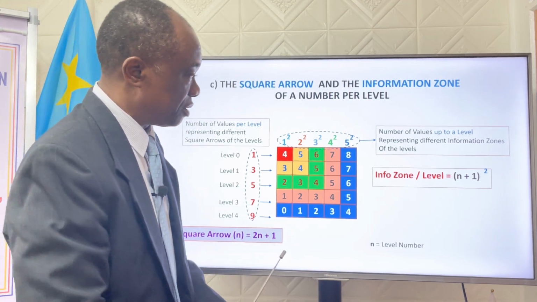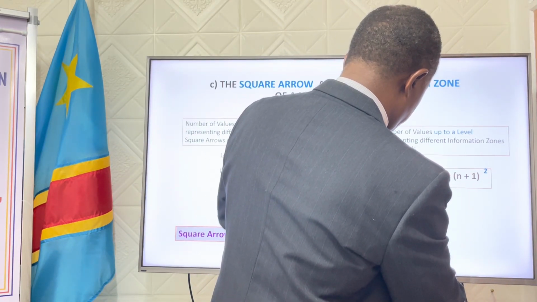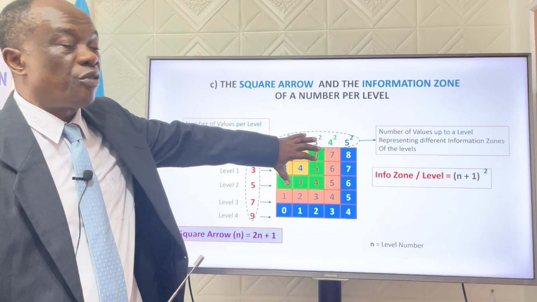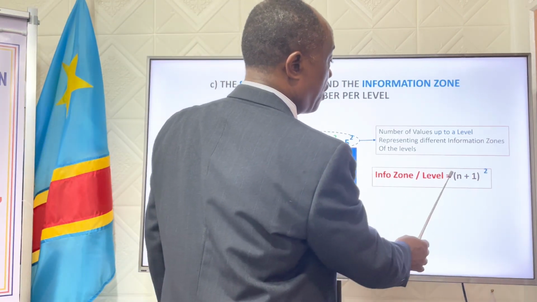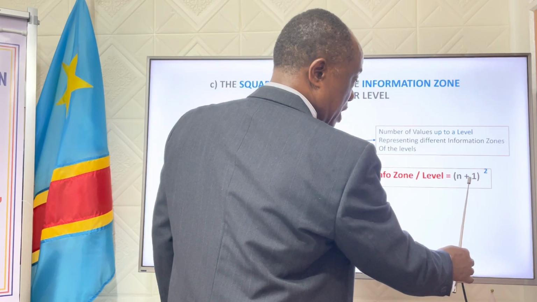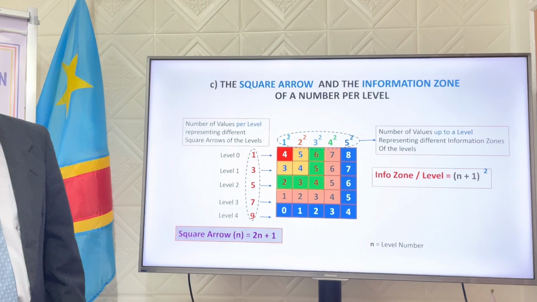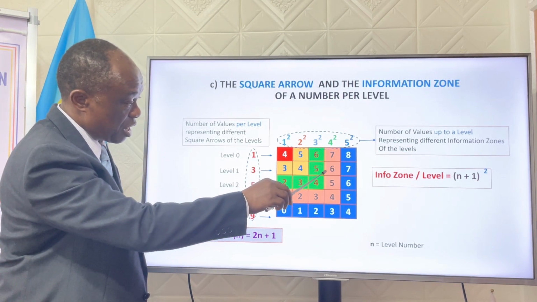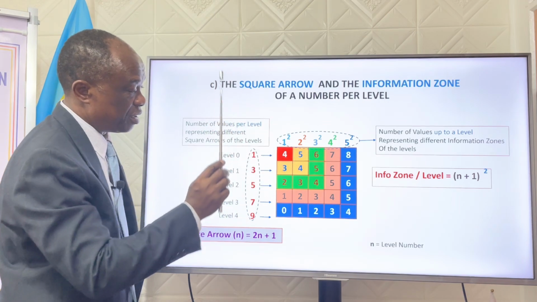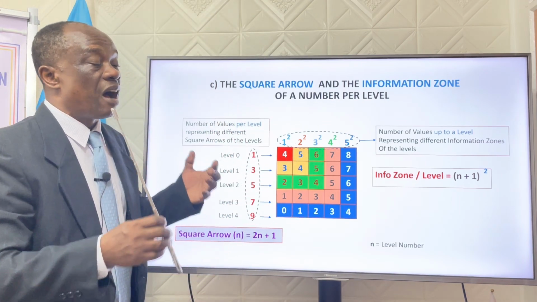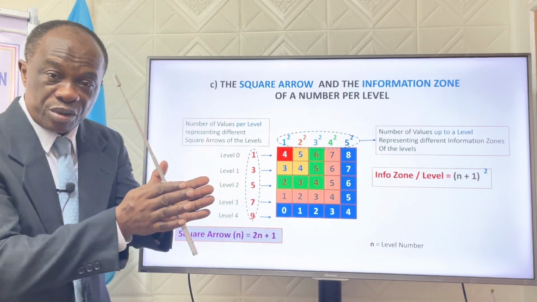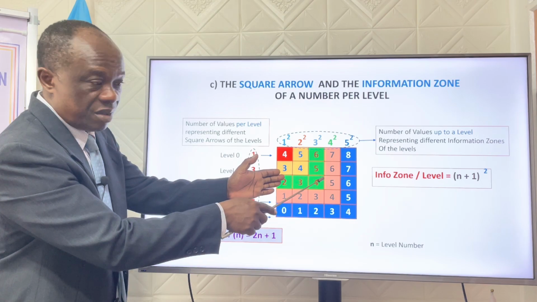Then the bigger letter, and here also we have, for the information up to a level number, the information zone of a level, you get small n plus 1 squared. This is the information zone. So if you want to know, for example, up to the green here, how to get this information zone. The information zone means the number of locations. That's what we call information zone. The total number of locations up to that level is this.